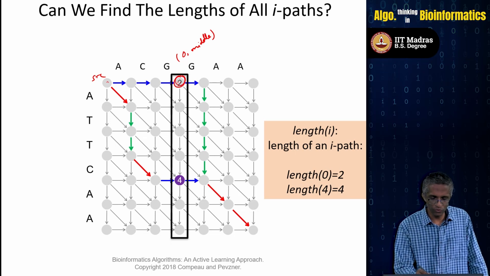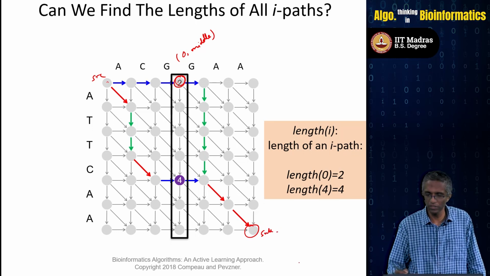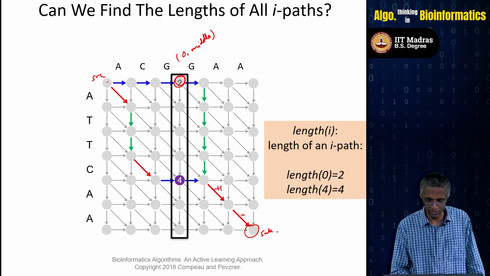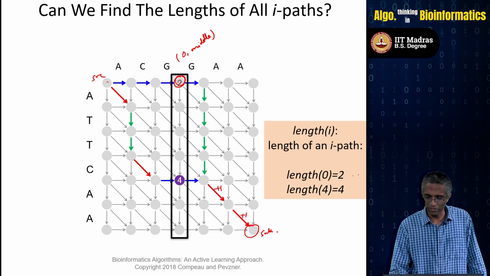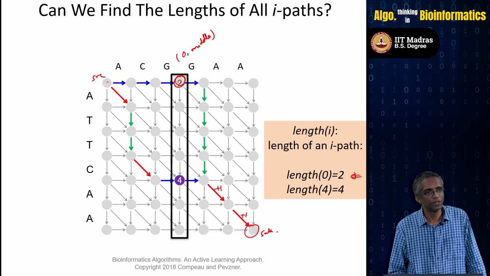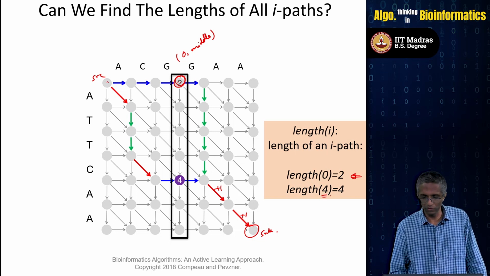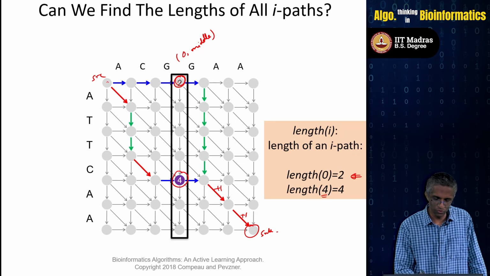There are many ways of going from these 2 to the final sink node, and the best way is shown in these blue and green and red arrows. Those red arrows are +1 and +1, and so you get +2 as your best path that goes through the node 0. Length of 4 is going to be the length of the best path that goes through this node 4, right?